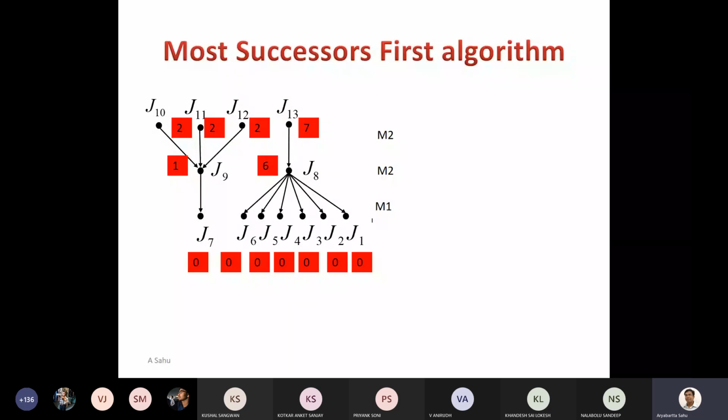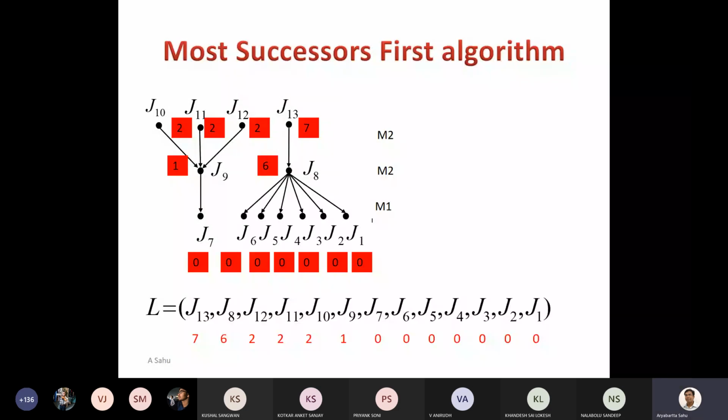Which task gets scheduled first? We'll take J13 first. So this is the list. If you look at the graph, J13 gets 7, J8 got 6, and J12, 11, and 10 got priority 2, and J9 got 1, and then J7, J6 up to J1 all got 0. So they are the least priority. First priority is J13, then J12 and J11.